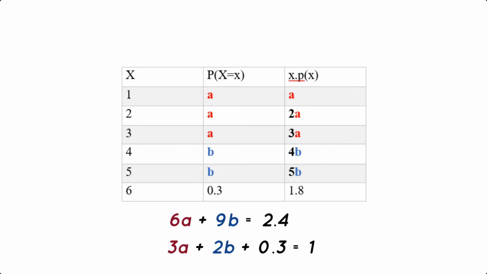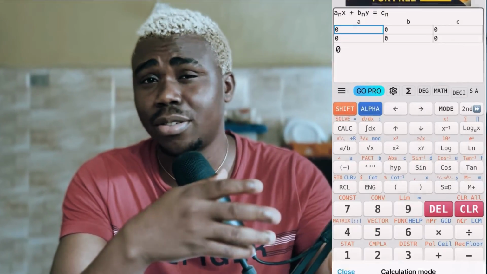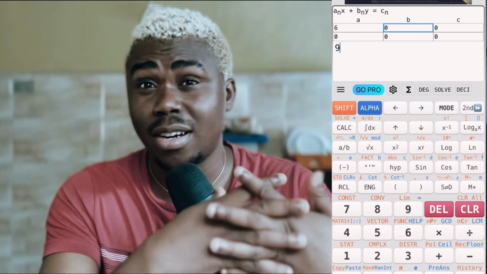So let's do a bit of rearrangement. We have 3a plus 2b is equal to 1 minus 0.3, and that is 3a plus 2b is equal to 0.7, and this is the second equation that we are looking for. So our first equation is that 6a plus 9b is equal to 2.4, and our second equation is 3a plus 2b is equal to 0.7. I won't go through the process of solving this using the elimination method or the graphical method or substitution method or something like that. I will just use a calculator.